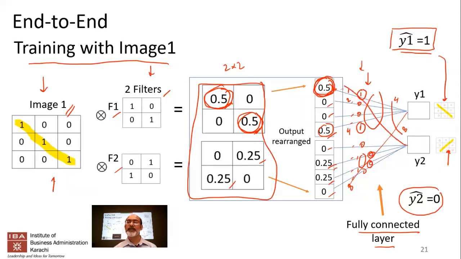And this will also be connected over here. So you'll have a total of 8. Of course, some of these weights will be very small. But yes, you'll have a total of 8 inputs connecting to each one of these outputs.